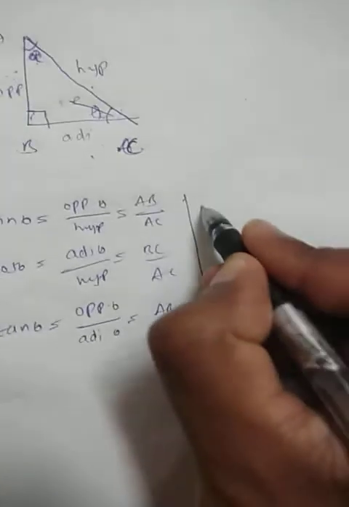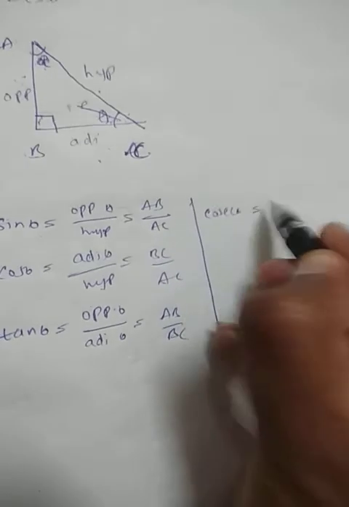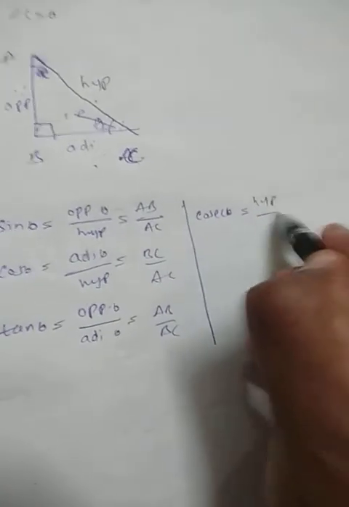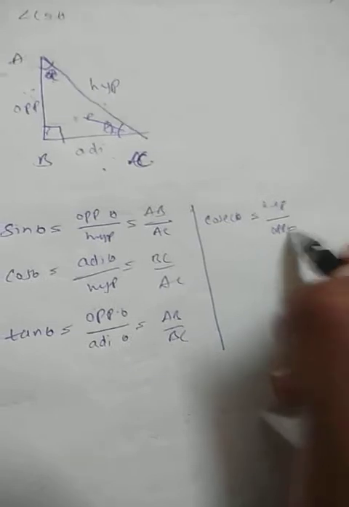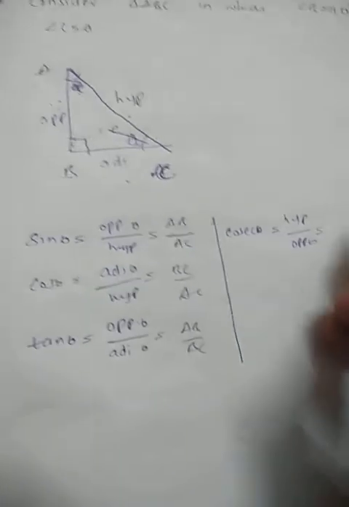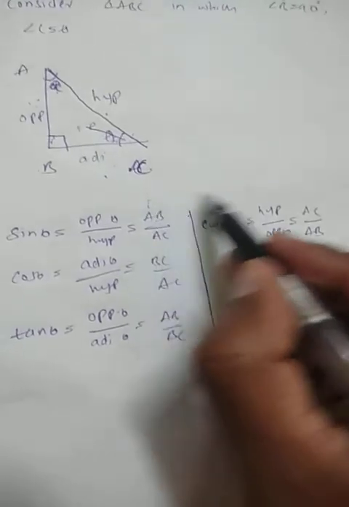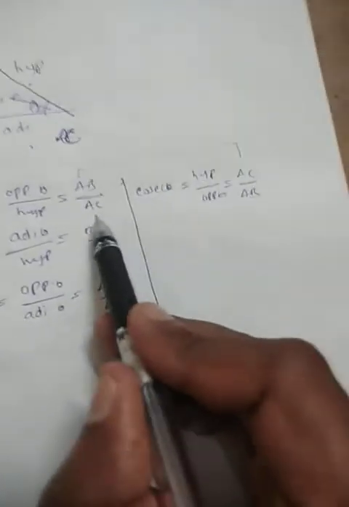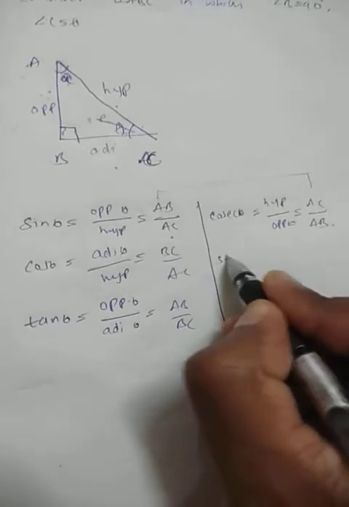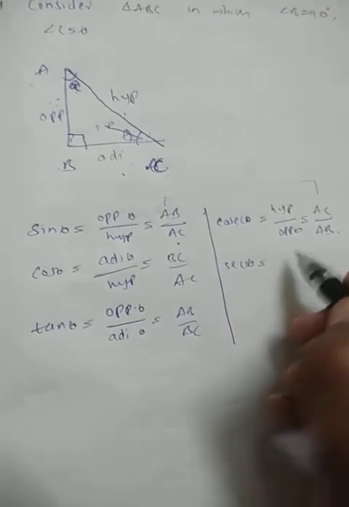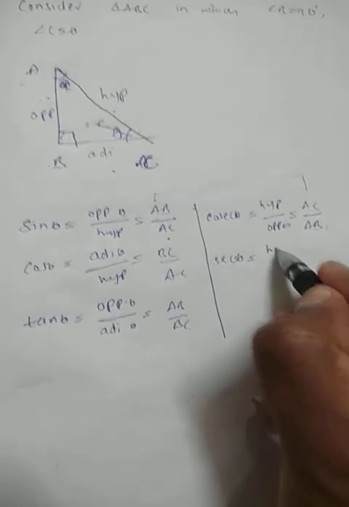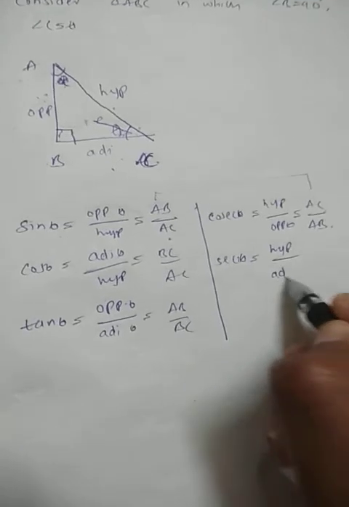Cosec theta is the reciprocal of sin theta. That means cosec theta is hypotenuse by the side opposite to theta. The hypotenuse here is AC and the opposite to theta is AB. If you observe these two carefully, they are reciprocals of each other: AB by AC, AC by AB. Next one, sec theta. The definition of sec theta can be given as hypotenuse by the side adjacent to theta.